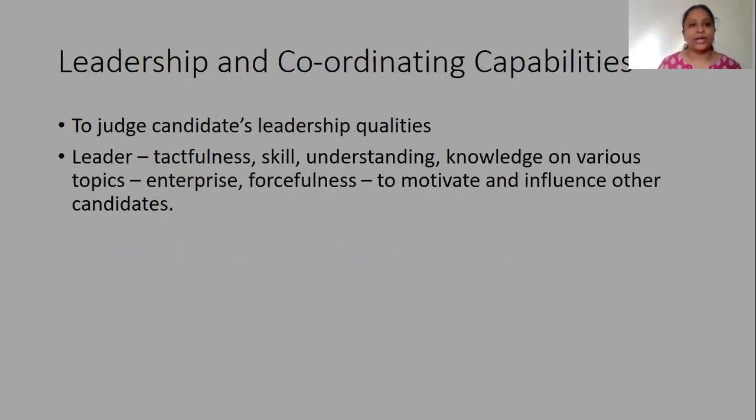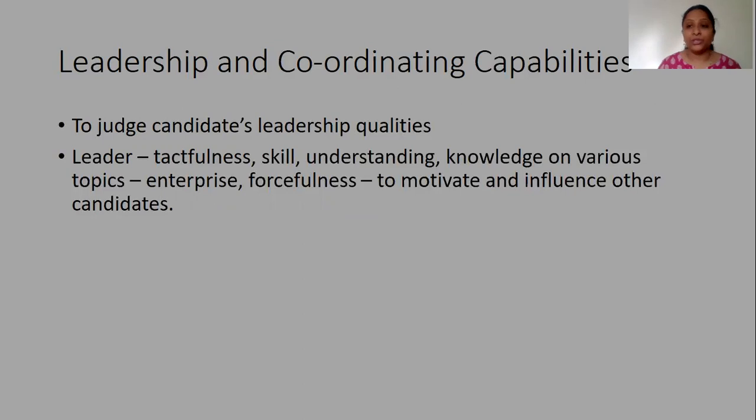They also test your leadership and coordinating abilities. So these are the features. You also need to have good leadership skills and good coordination abilities. You need to have good team skills and interpersonal skills. Leadership skills are the most important aspects tested in a GD, because they want to know whether you're a leader or a team member.